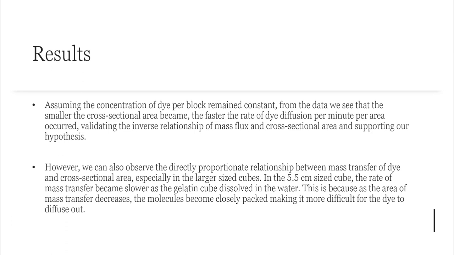Additionally, we can also observe the directly proportionate relationship between mass transfer of dye and cross-sectional area, especially in the larger sized cubes. In the 5.5 centimeter sized cube, the rate of mass transfer became slower as the gelatin cube dissolved in water. As the gelatin began to dissolve, the area of mass transfer decreased and the molecules became more closely packed, making it more difficult for the dye to readily diffuse out.